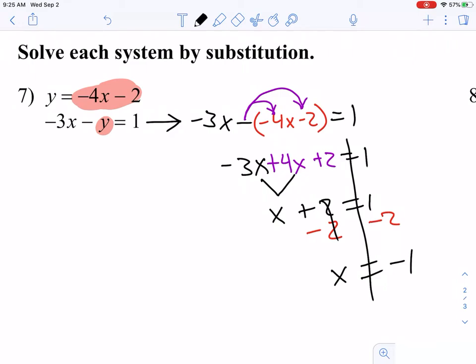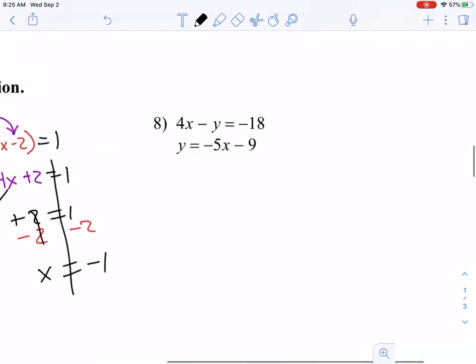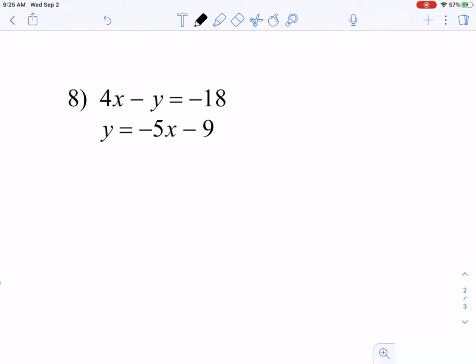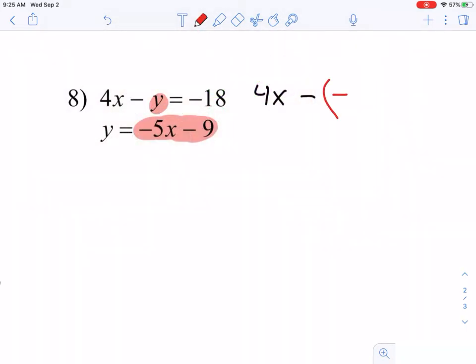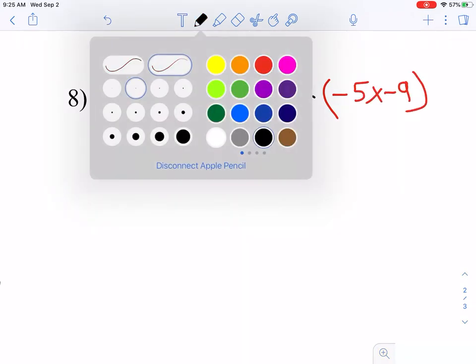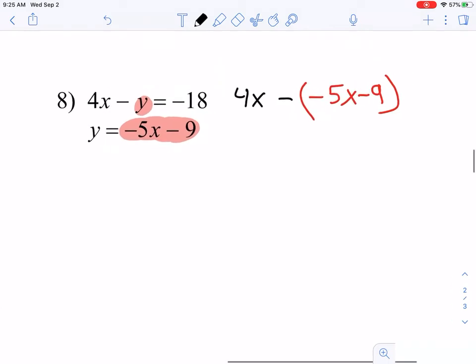All right, continuing on with number 8, same idea. So now we are not only substituting, but we are actually solving out to find one of our values. So this is the same kind of idea. We have 4x minus, and then instead of y, I'm replacing it with negative 5x minus 9. And then we set that equal to negative 18.